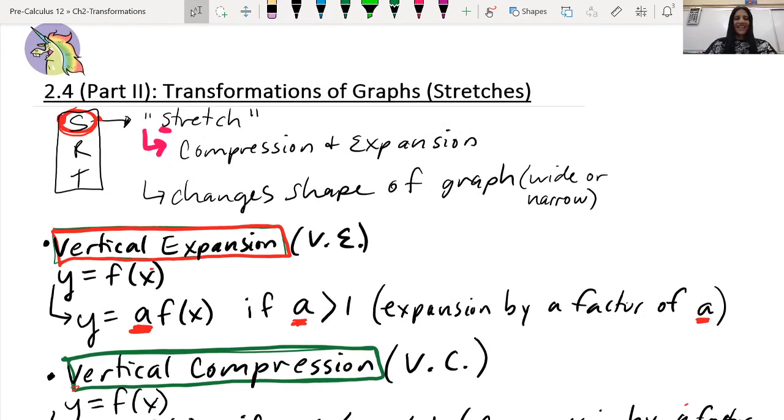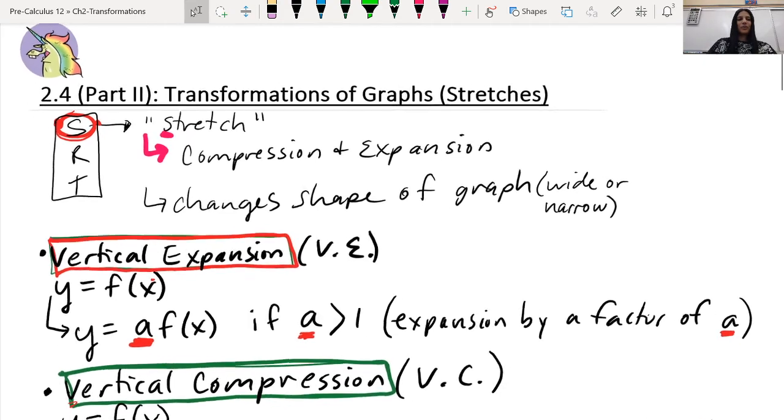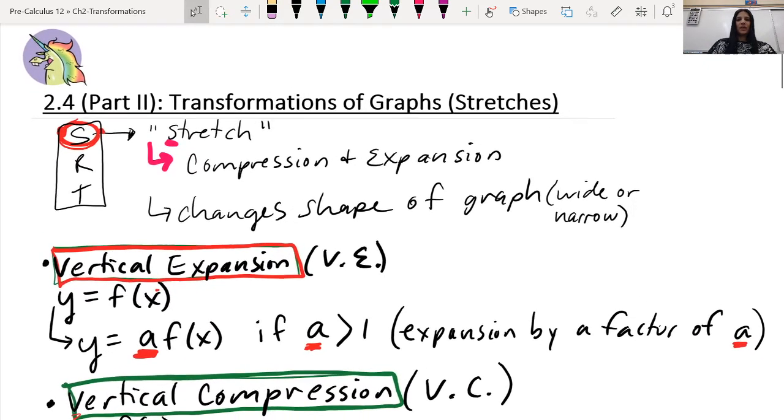We're now doing the second half of 2.4. So part 2, we're going to focus on stretches. It's the same idea as the stuff I did in the last video, but just this time focusing on what actually is the first step.